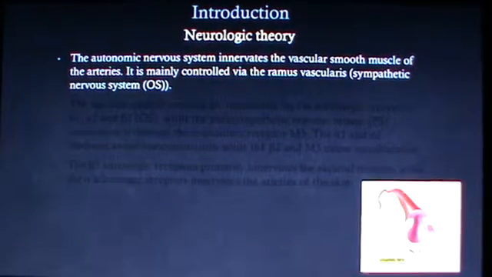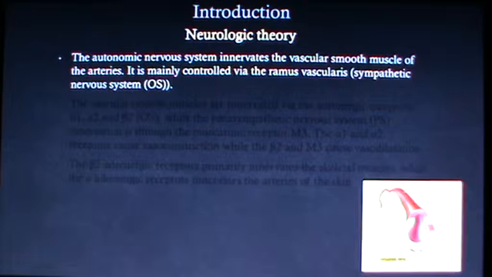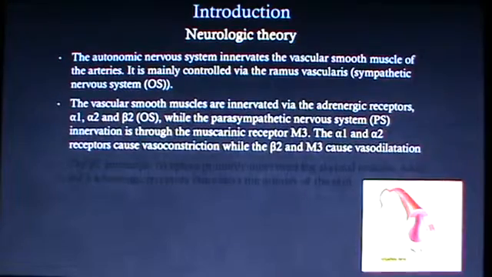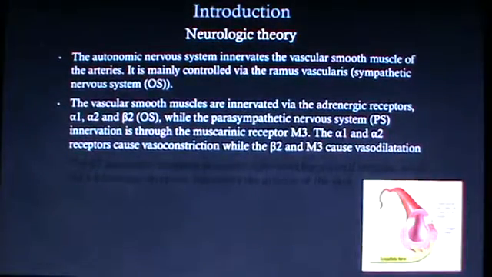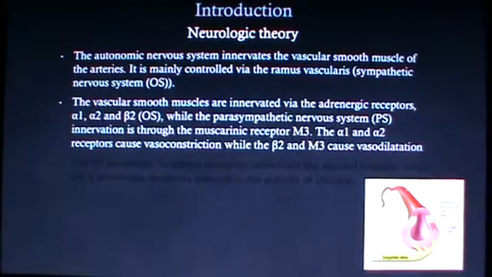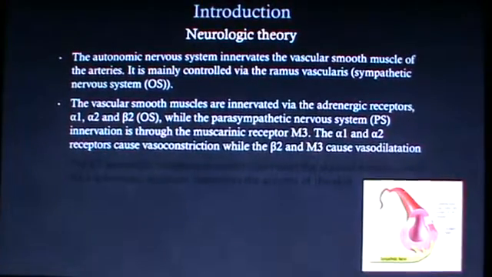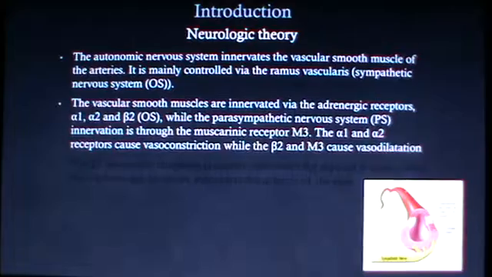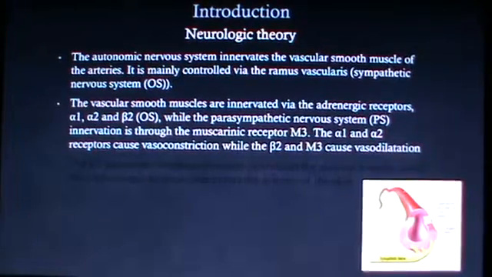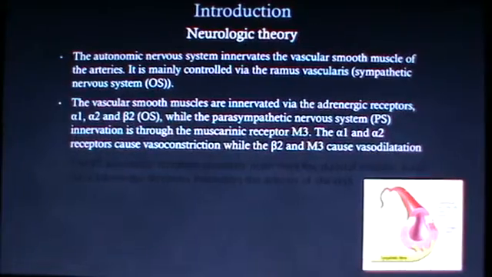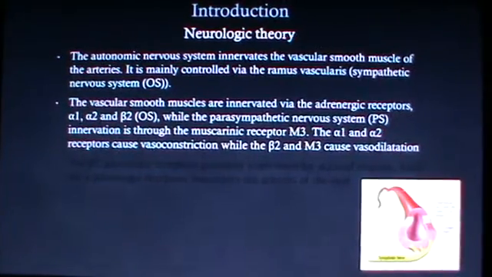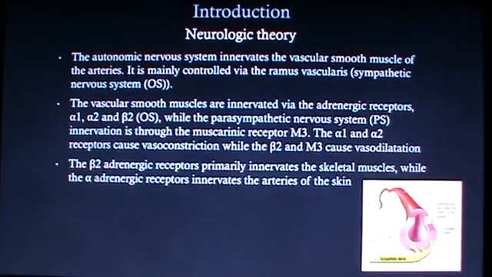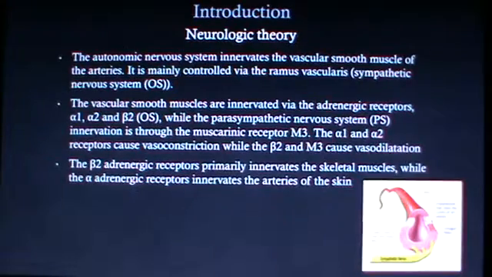The autonomic nervous system innervates the vascular smooth muscles of the arteries. It is mainly controlled via the rami vasculares of the sympathetic nervous system. The vascular smooth muscles are innervated via the adrenergic receptors alpha 1, alpha 2 and beta 2 of the sympathetic nervous system, while the parasympathetic nervous system innervation is through the muscarinic receptor M3. The alpha 1 and alpha 2 receptors cause vasoconstriction, while the beta 2 and M3 cause vasodilatation. The beta 2 adrenergic receptors primarily innervate the skeletal muscles, while the alpha adrenergic receptors innervate arteries of the skin.